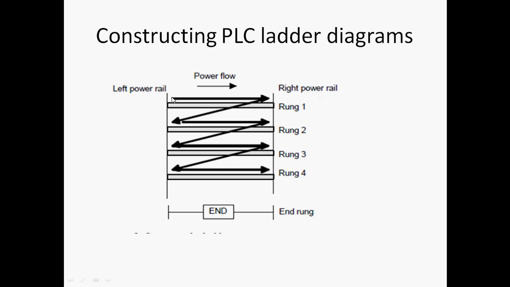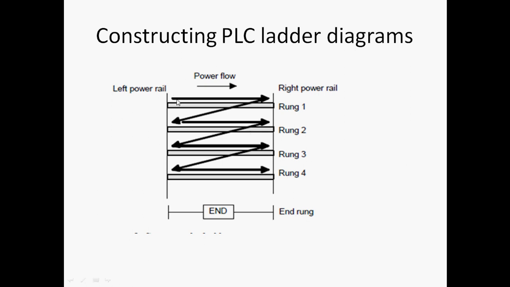The current flows from left to right, which means the inputs are on the left hand side and the outputs are on the right hand side. Again I repeat: when constructing the ladder, you draw two vertical lines called rails, or power rails, the left power rail and the right power rail. In between them, the horizontal lines are called rungs.